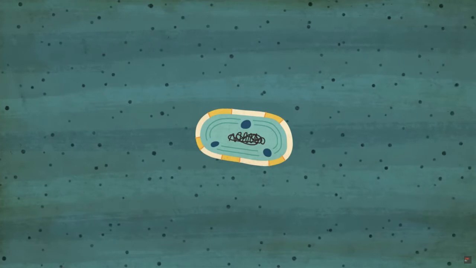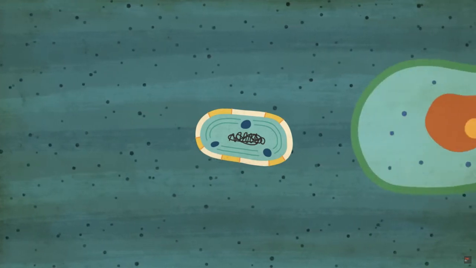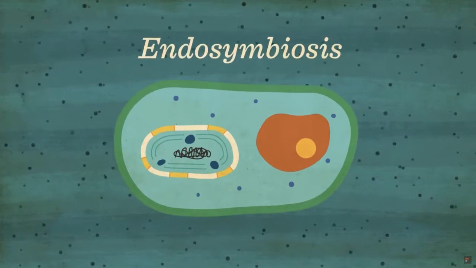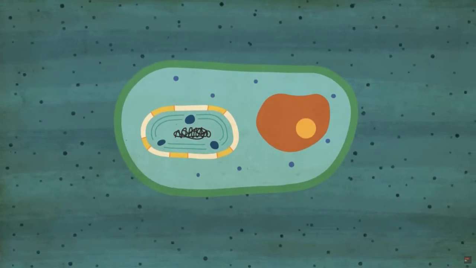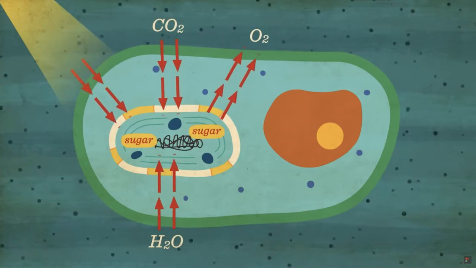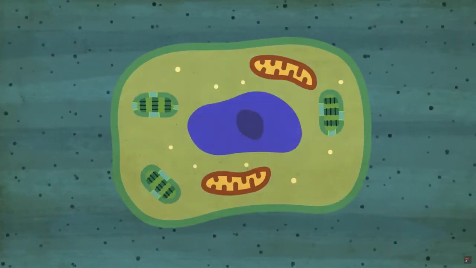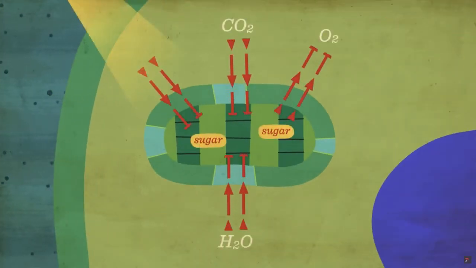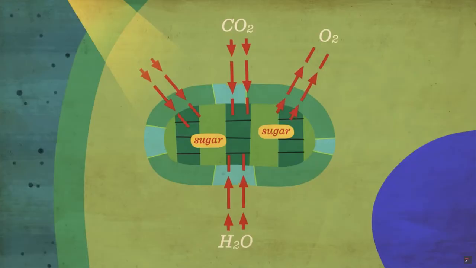Hundreds of millions of years ago, some other prehistoric microbe swallowed a cyanobacterium whole in a process called endosymbiosis. In doing so, that microbe acquired its own internal photosynthesis factory. This was the ancestor of plant cells, and cyanobacteria became chloroplasts, the organelles that carry out photosynthesis today.